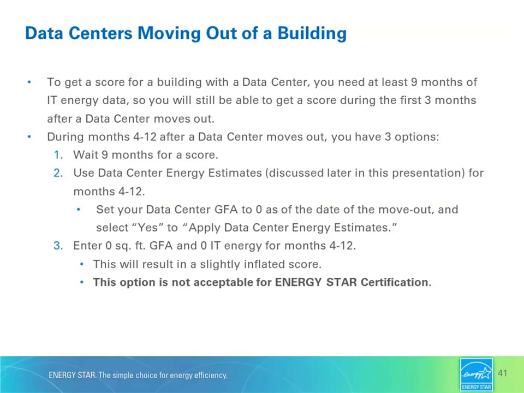First option is, again, to just wait 9 months for a score. This will be the most accurate and simplest option, just like before, but again, it'll mean that you don't have a score for those 9 months. So if not having a score for 9 months is an issue, then your second option is to use the data center energy estimates for months 4 through 12 after the move out. You would update your data center use to have a gross floor area of 0 square feet as of the move out date, and then you would select yes to apply data center energy estimates.